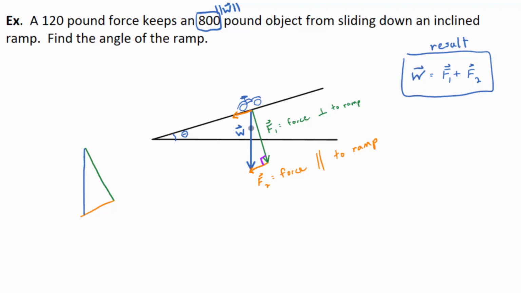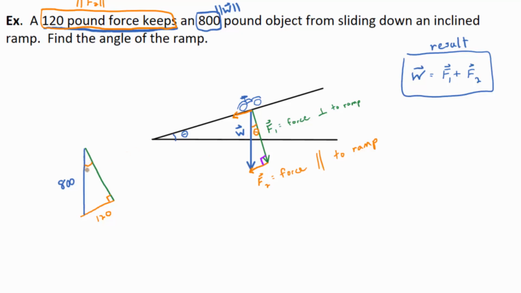So this vector in blue has length 800. The 120-pound force that keeps the object from moving down the ramp, that's got to be the length of F2. It's got to be the magnitude of the force parallel with the ramp. So that would be the length in orange right there. That's a right angle right there. And then my claim is this angle right here also has to be theta.